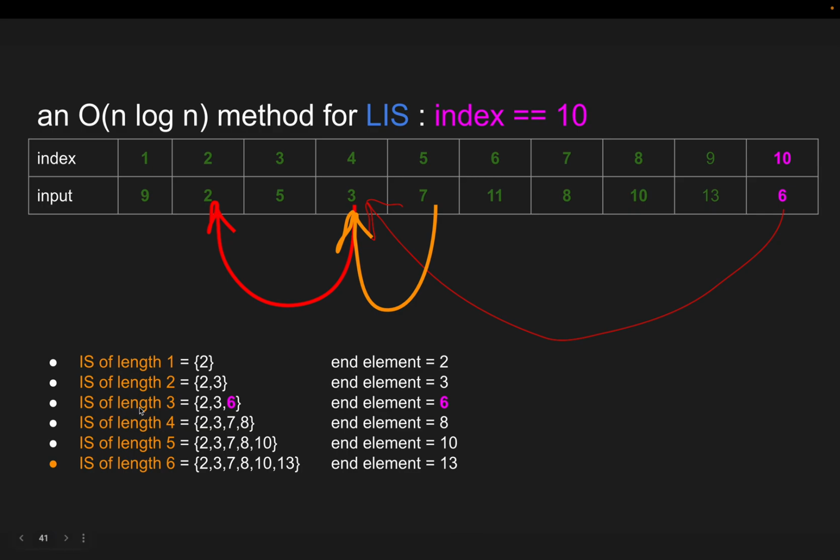So for length 4, it is 2, 3, 7, 8. It is a subsequence because the order was not changed. For length 5 it is 2, 3, 7, 8, 10. For length 6 it is 2, 3, 7, 8, 10, 13.